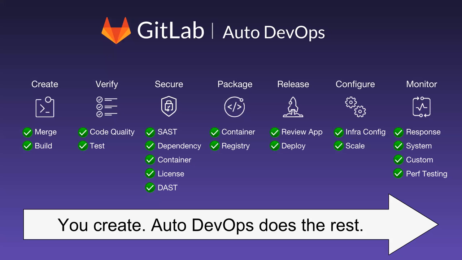Auto DevOps detects the language of the code, automatically builds, tests, and measures code quality, scans the security and licensing issues, packages things up, sets up instruments for monitoring, and deploys the application. So basically you create and Auto DevOps does the rest.